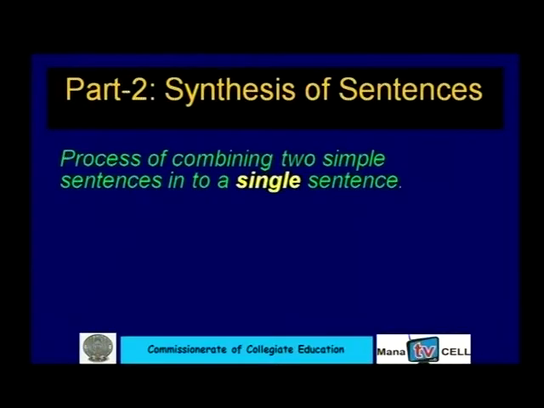Now, we will see what is meant by synthesis of sentences, what is the result of synthesizing sentences. Synthesis of sentences is the process of combining two simple sentences into a single sentence, and this single sentence can be a simple sentence, a complex sentence or a compound sentence.